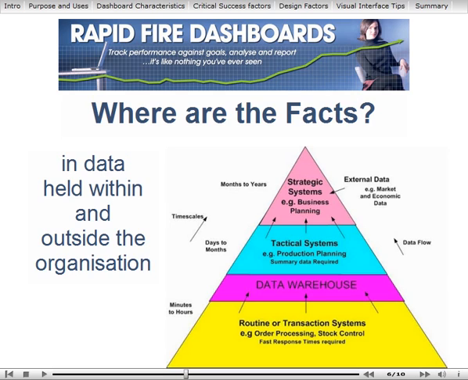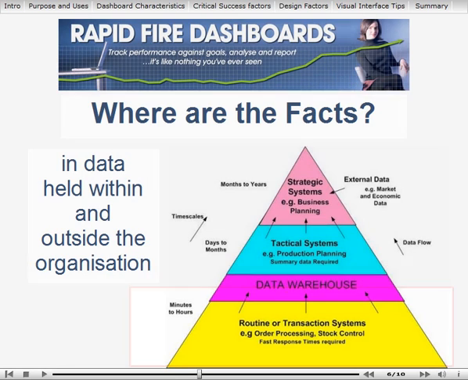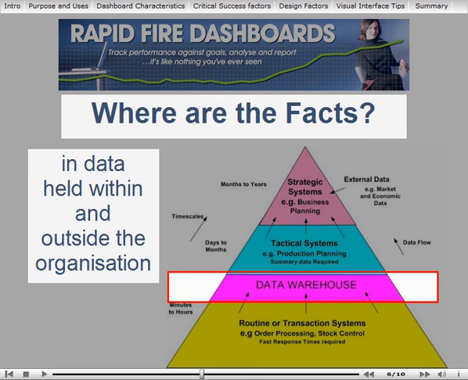This diagram represents the pyramid of data in a business. At the base we have routine transaction systems like order processing and stock control. Within these systems and at this level, things tend to occur in minutes and hours. In some companies, data from the routine systems is extracted into a data warehouse. In the data warehouse, the data is grouped and consolidated to help present information to support management decision making. Don't worry if you haven't got a data warehouse. We'll talk about alternatives to this later.